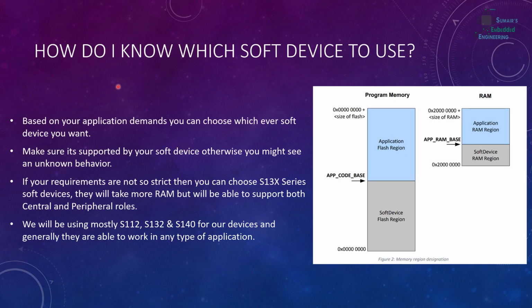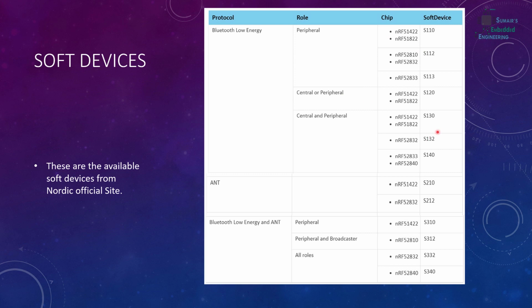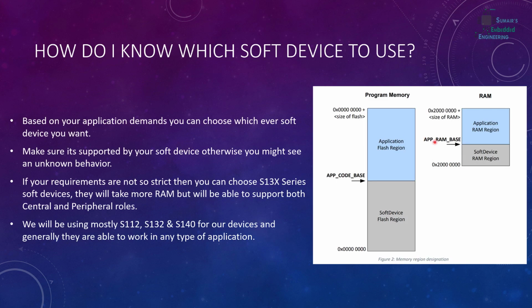The soft device choice is based on your application demands. For example, if you are using your device as a peripheral, you don't need to use your device as a central. Then, if you are using nRF52832, according to this, you can just use S112, and it's going to take less flash memory as well as less RAM.